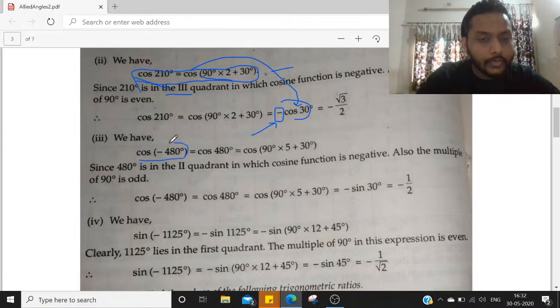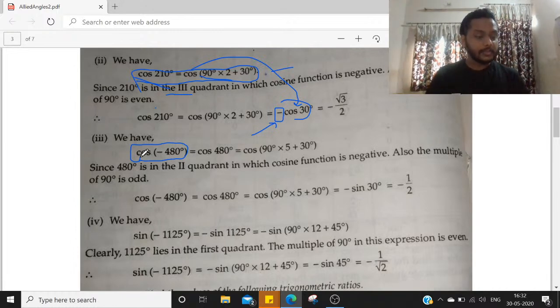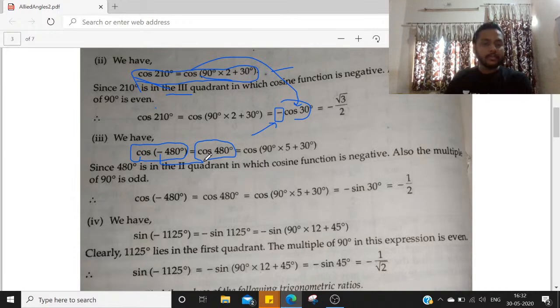And if you remember, I told you that whenever you have been given your cos for the negative angle, it will be mandatory for you to remove the negative sign at the first place and then go for anything else. Okay, so first of all, I remove this negative sign. Okay, and I will be having cos of 480 degree. Is that clear to you? I removed this negative sign and I got cos 480.